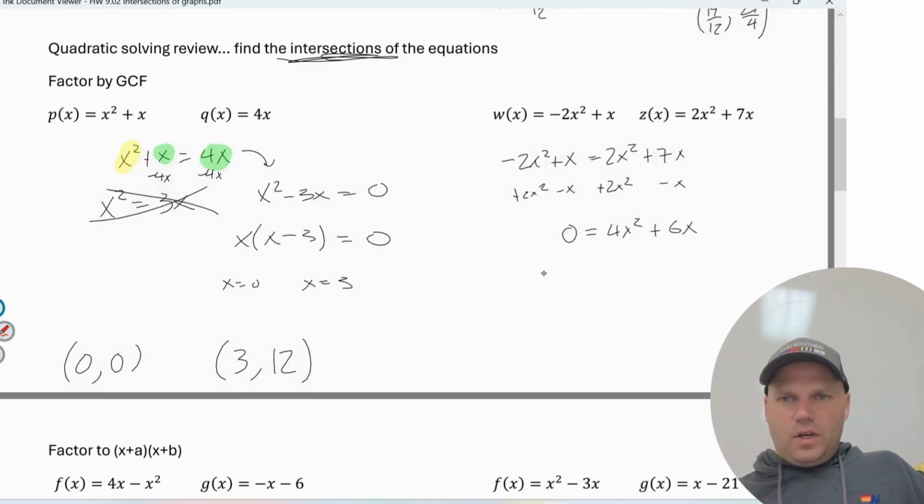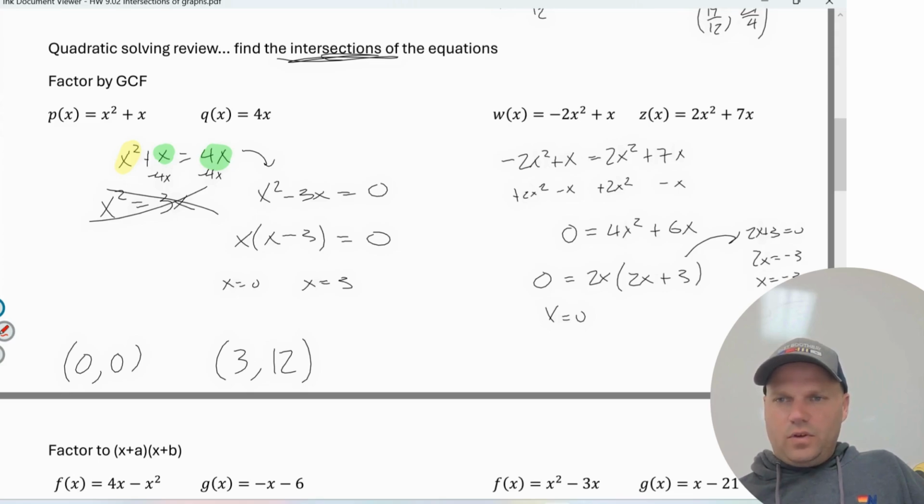Cool. I have 4x squared plus 6x. I'm going to factor out a 2 and an x, or you could just factor out an x. And you get two x's, x equals 0. And then where's the x that comes out of this? Well, it's like when does 2x plus 3 equals 0? That's when 2x equals negative 3, subtract 3, divide, x equals negative 3 over 2. 2 points, x equals 0, y will equal 0. The other point's going to be harder to find.